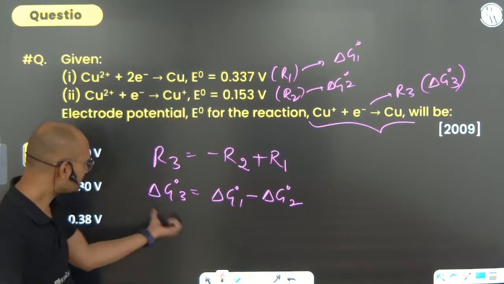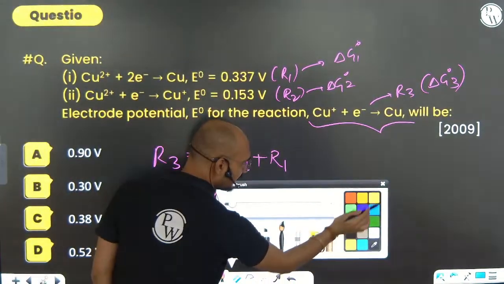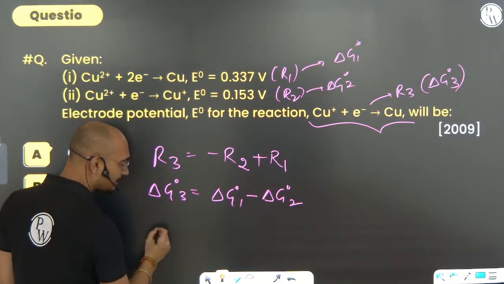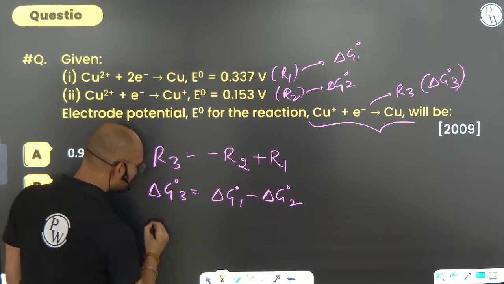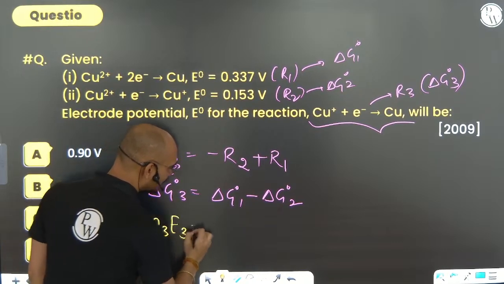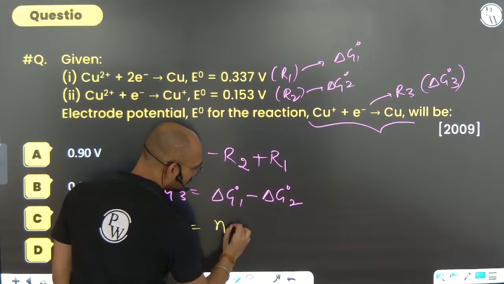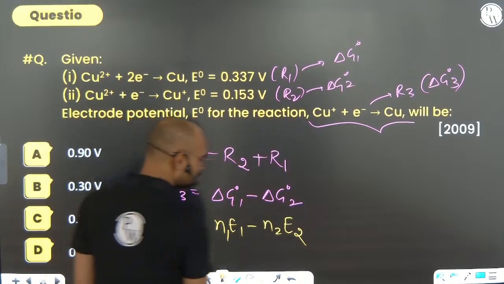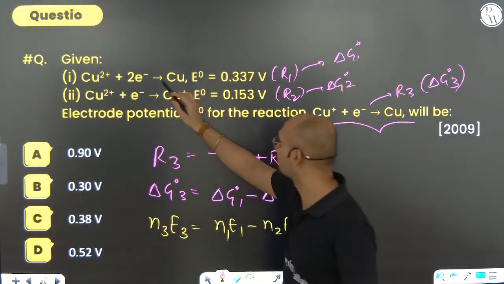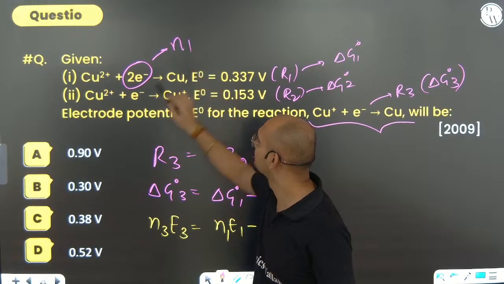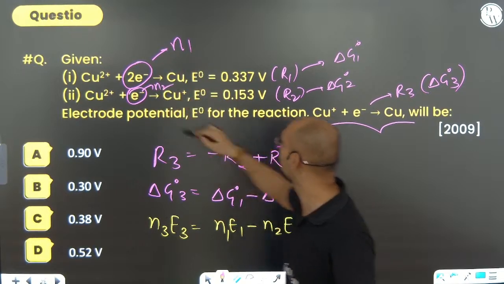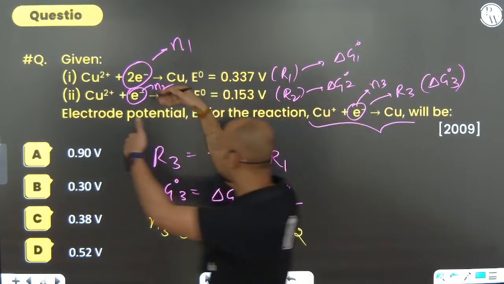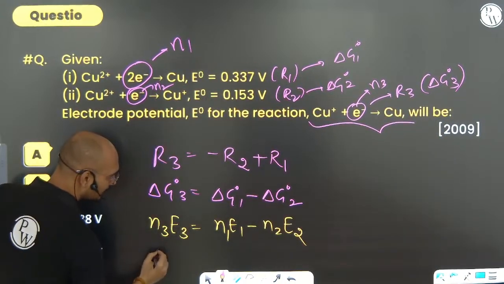Yes or no? Now we know that the value of delta G naught is minus nFE. Minus minus cancels, F cancels. What will happen? The only remaining part will be n and E. So n3 E3 equals n1 E1 minus n2 E2. What is the n value here? It is the number of electrons being exchanged: n1, n2, n3. So n1 equals 2, n2 equals 1, and n3 equals 1.